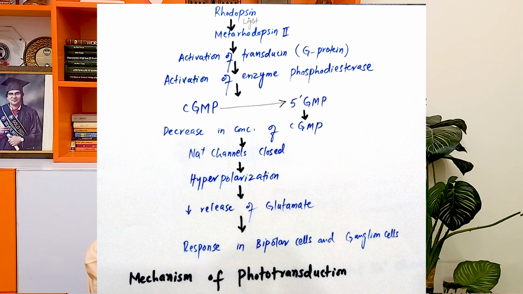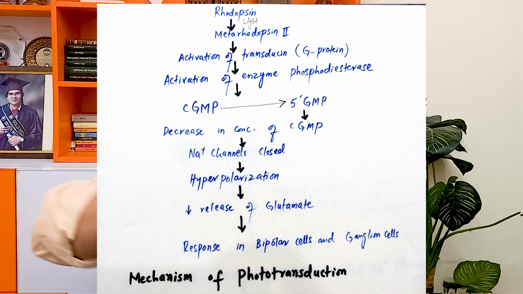When there is no light falling on the rods, the sodium channels are open, and that's called leakage current of sodium or dark current. And because of the opening of sodium channels, sodium will flow from outside to inside of the cell, and that will create less negativity. So the resting potential will be minus 40.